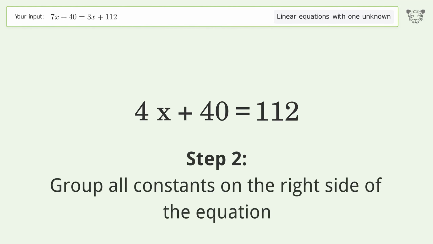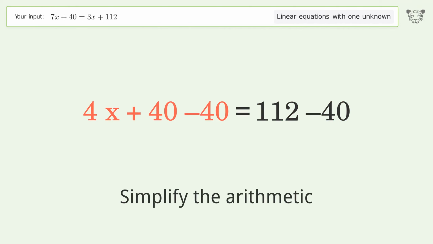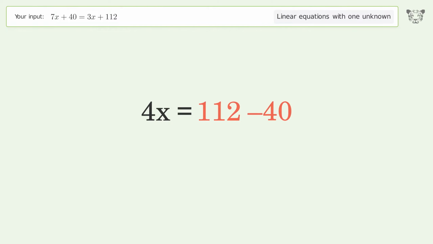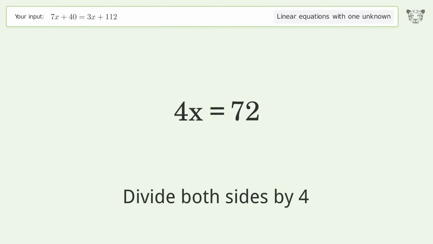Group all constants on the right side of the equation. Subtract 40 from both sides. Simplify the arithmetic. Isolate the x. Divide both sides by 4.